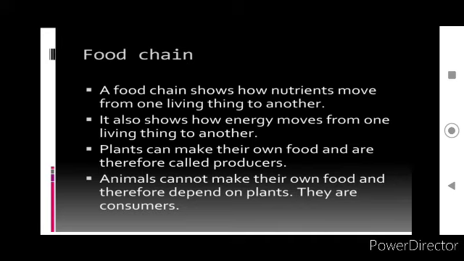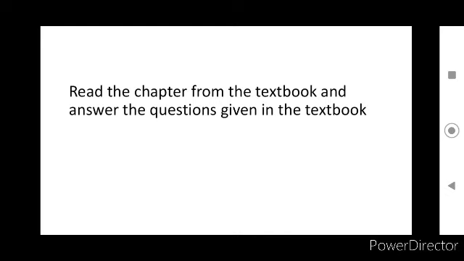When we consider the eating habits, food habits of animals, some of the animals eat only plants, they are called herbivores. Some of them eat only the flesh of other animals, carnivores. And some of them eat both the flesh and the plant, they are called omnivores. Apart from that, we also learned what are parasites and what are decomposers or scavengers. So with this, I hope you found the complete chapter interesting, and by reading the chapter from the textbook again and again, you will understand.